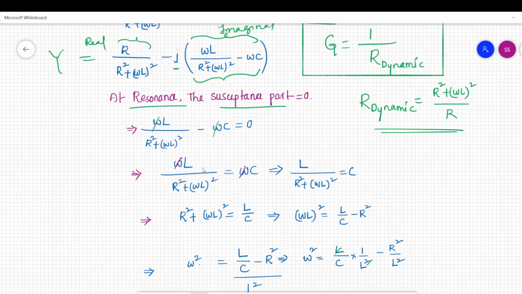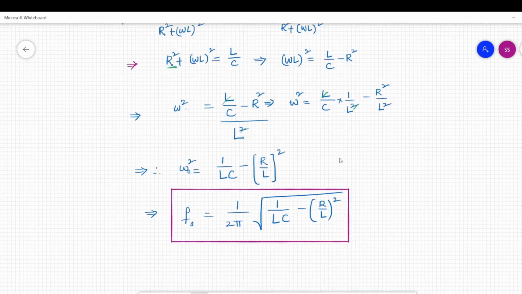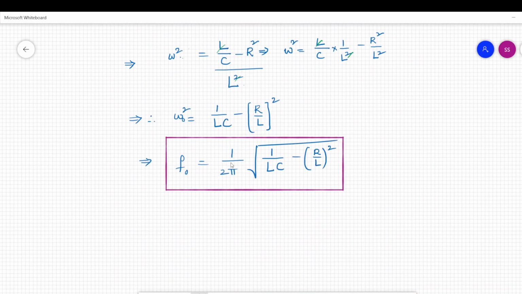So you can cancel out these two because they are common. Okay, the expression will be like this, and I am going to get the omega square to one side. I am shifting this R square to the other side, that will be L by C minus R square, and I have transferred this L square to the other side, that will be the denominator of L square. You can cancel out this L and L square here, and the expression for resonance frequency for the given circuit is equal to 1 by 2 pi under root of 1 by LC minus (R by L) whole square Hz.